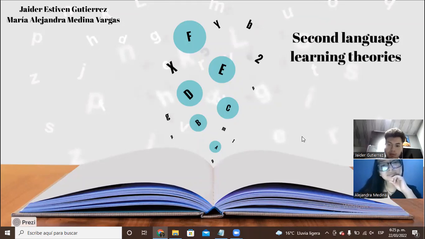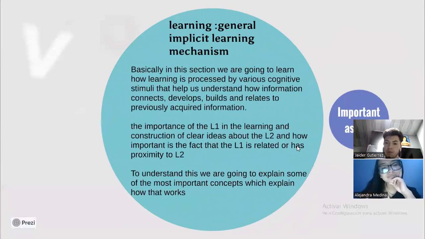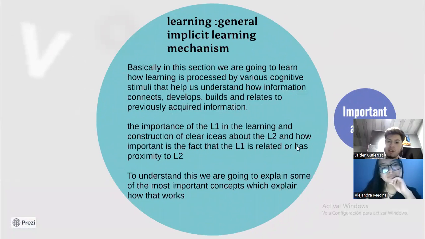About two chapters of the book that we're reading. I'm going to start with the first chapter, chapter number 4, which talks about learning general inputs and learning mechanisms. In this section, we are going to learn how cognitive information and the cognitive process are involved to understand, develop, connect, build, and relate the information with previously acquired information. We're also going to understand the importance of the first language to the second language.